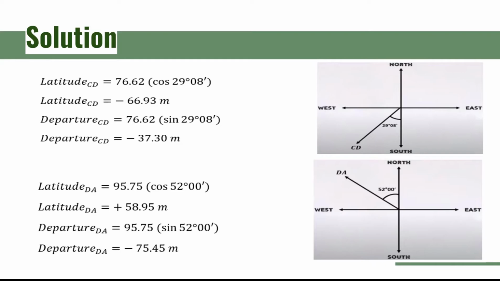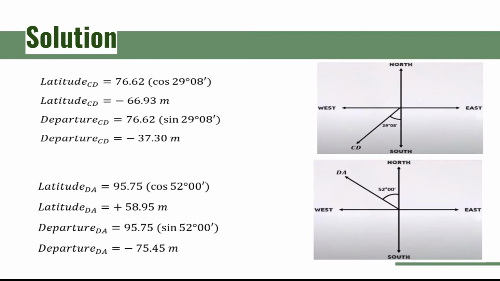The line CD lies in the third quadrant, and so the latitude and departure are both negative. The latitude of line CD equals 76.62 times cosine 29 degrees 8 minutes, which equals negative 66.93 meters. The departure of line CD equals 76.62 meters times sine 29 degrees 8 minutes, which equals negative 37.30 meters. The line DA lies in the second quadrant, and so the latitude and departure are on opposite sides.